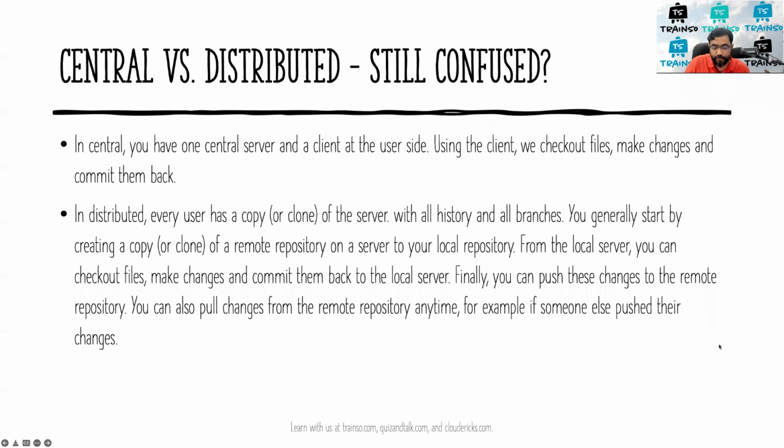In distributed, every user has a copy of the server with all history and branches. You generally start by creating a copy or clone of the remote repository on a server to your local repository. From the local server, you can check out files, make changes, and commit them back to the local server. Finally, you can push these changes to the remote repository. You can also pull changes from the remote repository anytime, for example, if someone else pushes their changes.